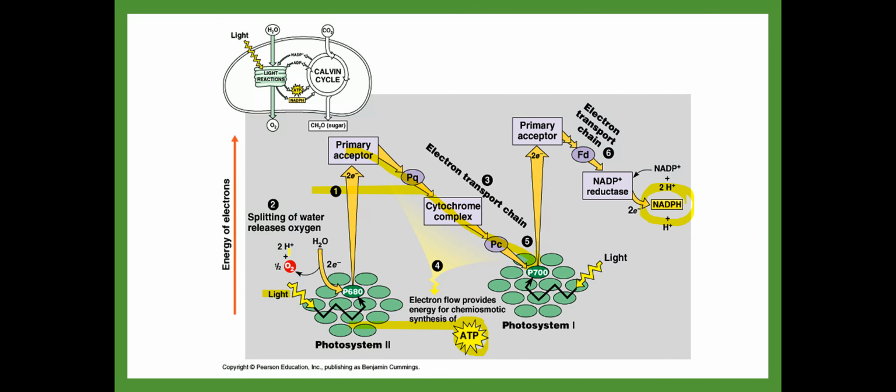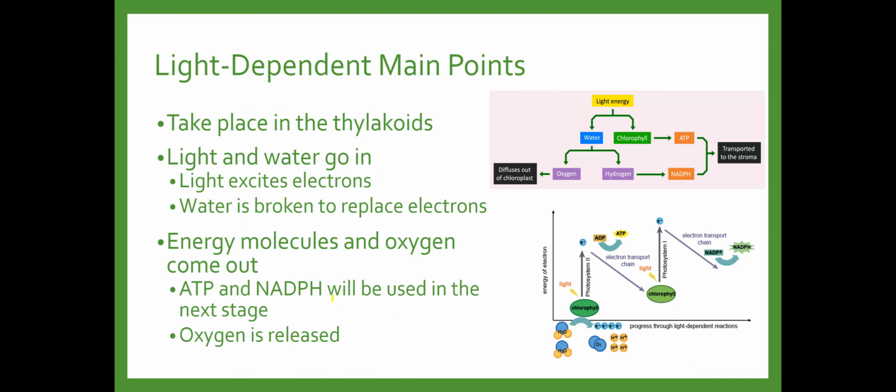Now, once those electrons are gone, they're gone. So this is where the water comes in. The water is used for more electrons, and then the oxygen is just left over. So here's the main points. And for each process, we're going to do this. Once again, you need to know what's going in, what's coming out.